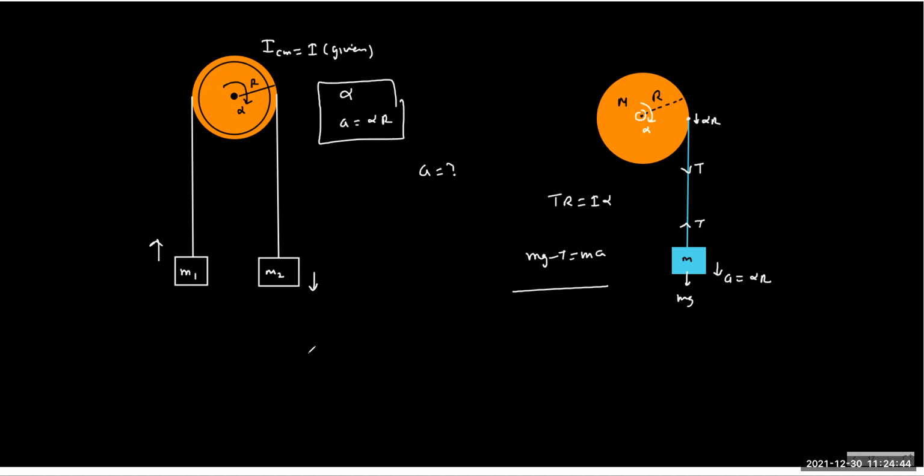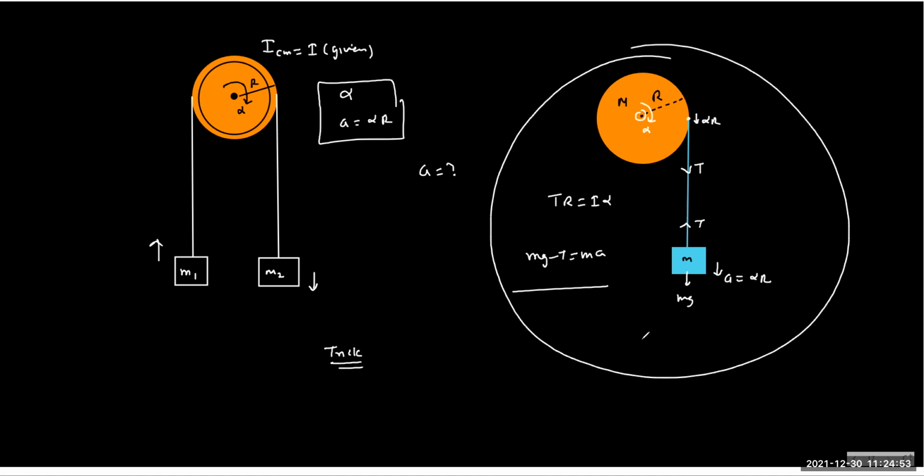Let me show you the trick part, just for one question. Trick. If you take this as a system about O, look at the ABD. mg is the only external force which can create the torque about the center, and the torque is mg into R. That's it.